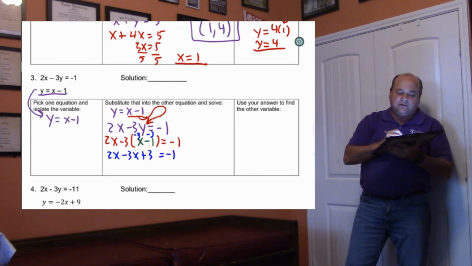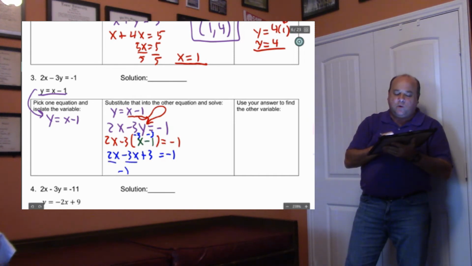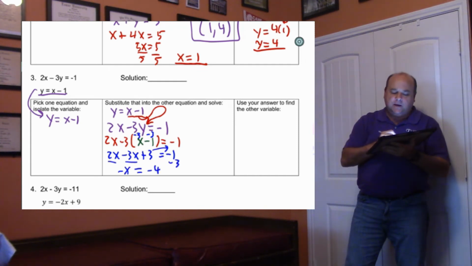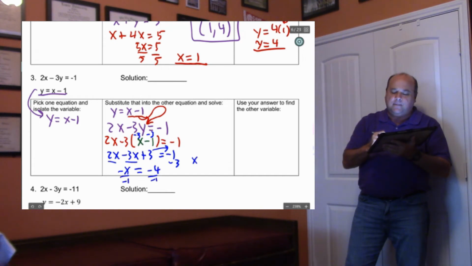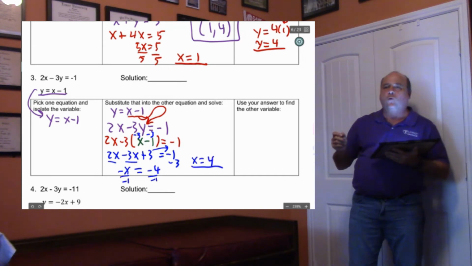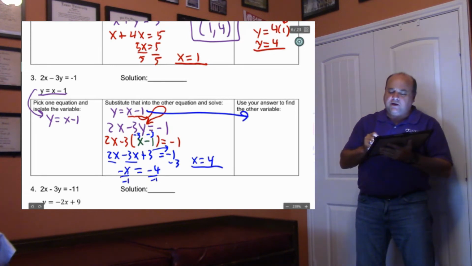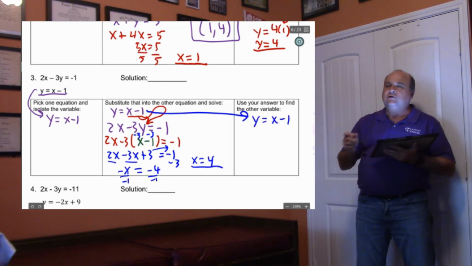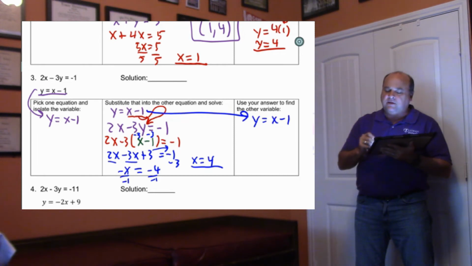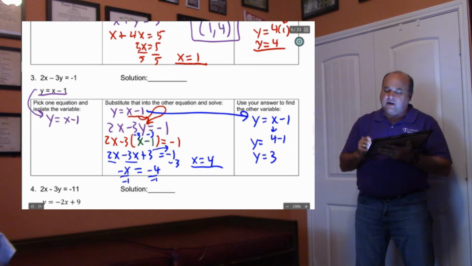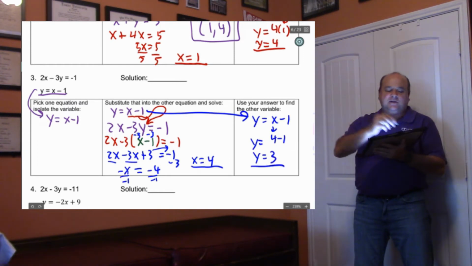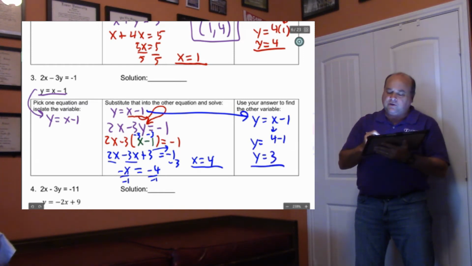I'm going to group my x's. 2x minus 3x is negative 1x or negative x. Move over this 3. So negative x equals negative 4. 2 negatives makes a positive, doesn't it? So I'm going to divide by negative 1 and I'm going to get x equals 4. Take the top equation, write it over here. It's a lot of steps in this. You're going to replace the x with 4. So y equals 4 minus 1. Y is going to end up being 3. Underline it. That makes up your answer. So my answer is going to be 4, 3.